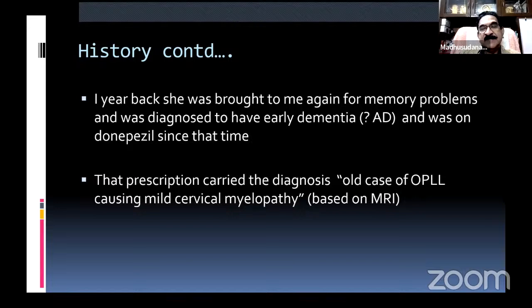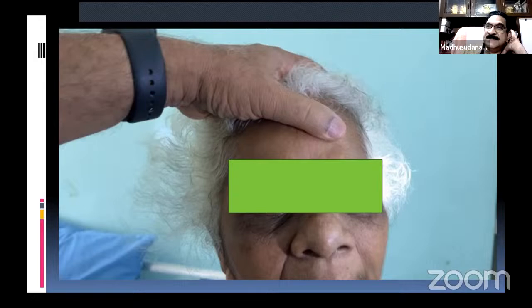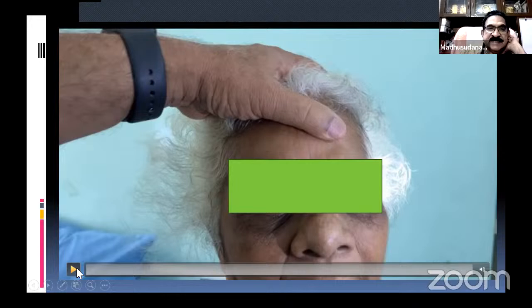That prescription carried the diagnosis of old case of OPLL causing mild cervical myelopathy. That was the diagnosis I had made 9 years back, and the prescription I saw only 1 year back when the patient came for dementia checking, memory problem testing. Apart from memory loss, I had written old case of OPLL causing mild cervical myelopathy. That is the only prescription. Now, this is the present admission when she has come with walking difficulty. Do you want the history once again? I'll tell the history.